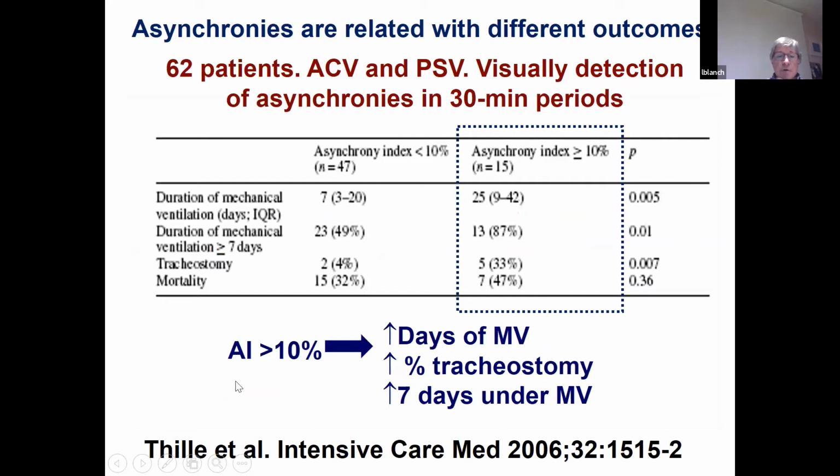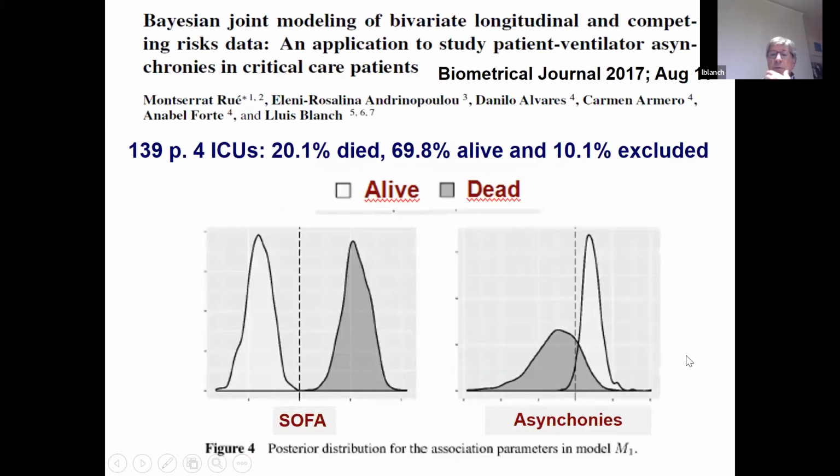Again, in the paper of Rochard, when the asynchrony index was higher than 10%, there were more days on mechanical ventilation, a higher percentage of tracheostomies, and more days on prolonged mechanical ventilation, but mortality was the same. So again, this suggests that when the asynchronies are higher, maybe there are some outcomes that need to be controlled.